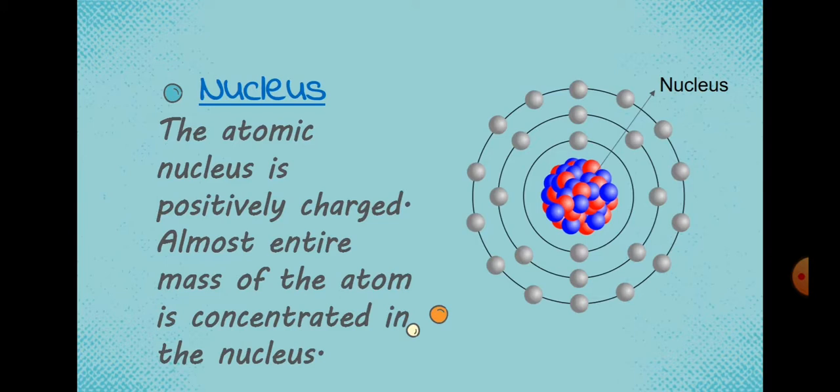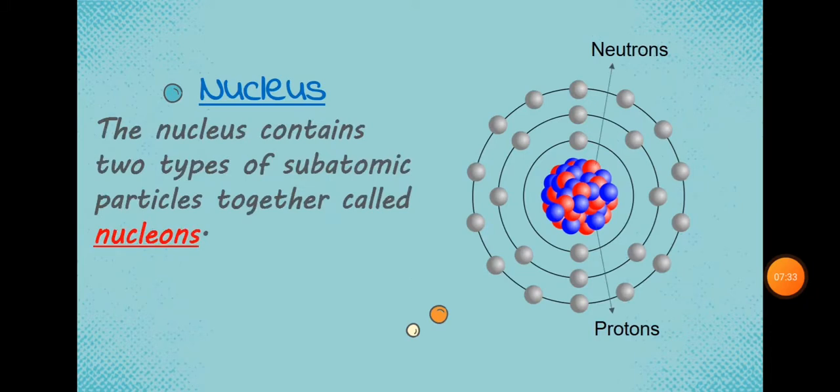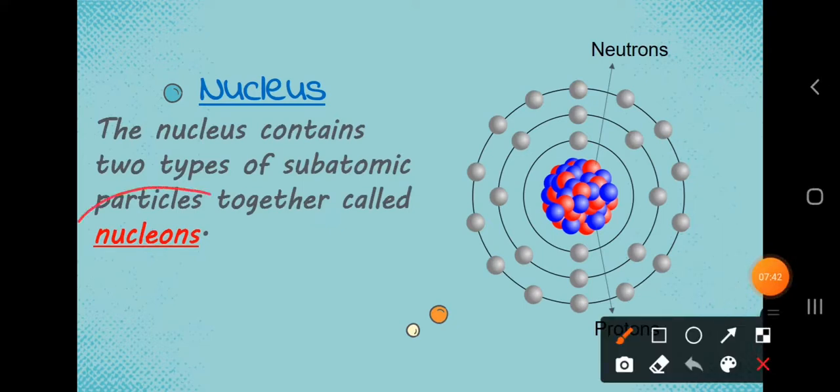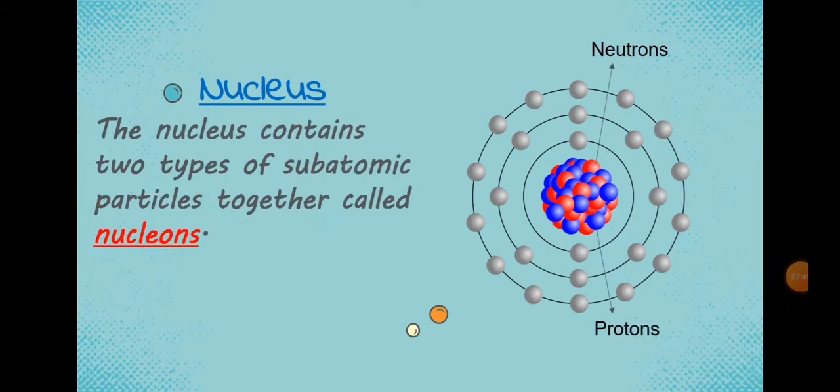Don't get confused. What is the nucleus? The center part of the atom. The nucleus contains two subatomic particles, which together are called nucleons. And what are they? Neutrons and protons.